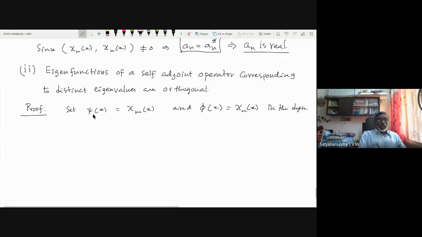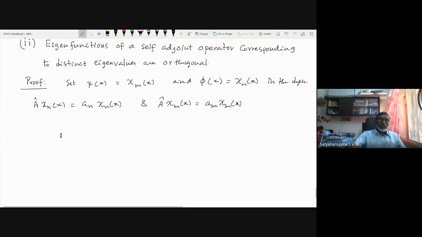Now A acting on chi n of x is equal to a n into chi n of x, and A acting on chi m of x is equal to a m into chi m of x. Both are eigenfunctions of A.